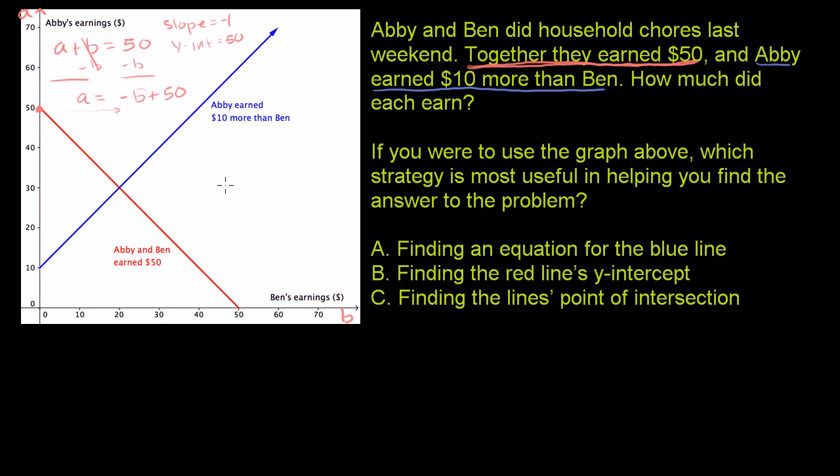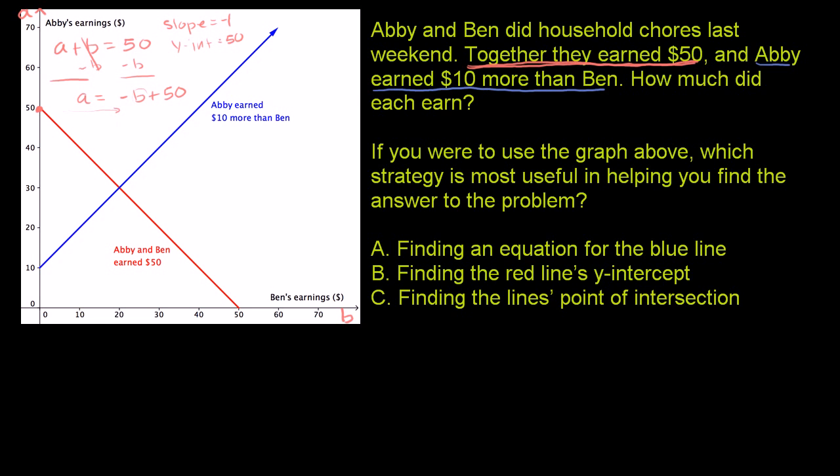And it's important to realize that, look, all this graph shows is all the different possible combinations of Abby's and Ben's earnings given only this first constraint. Maybe Abby made $50 and Ben earned $0. Maybe Ben earned $50 and Abby earned $0. Maybe they both earned $25. Everything on this line would be a valid combination of Abby's and Ben's earnings given the constraint that they earned $50 combined.